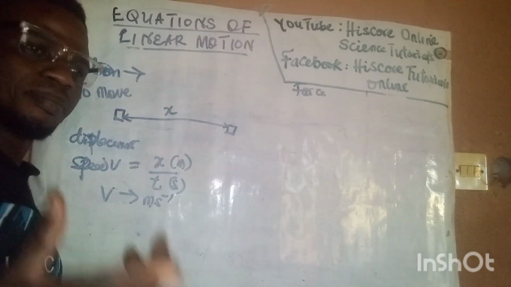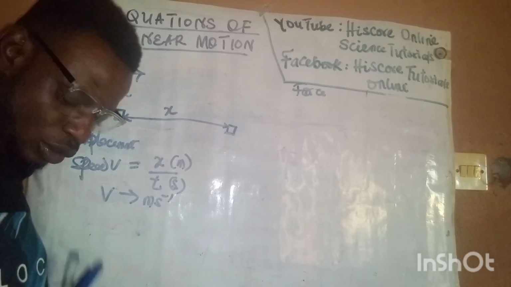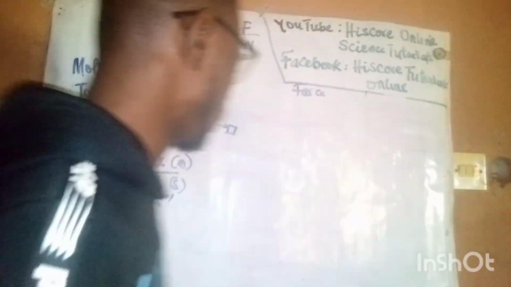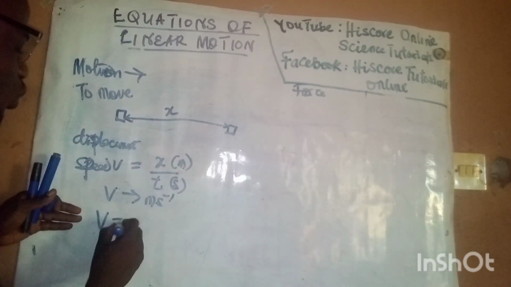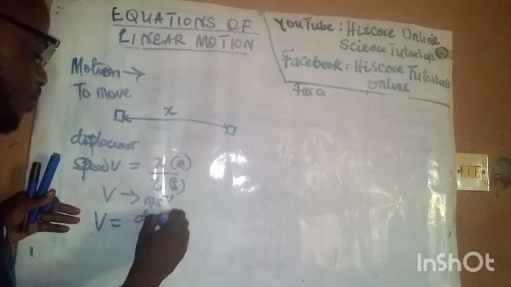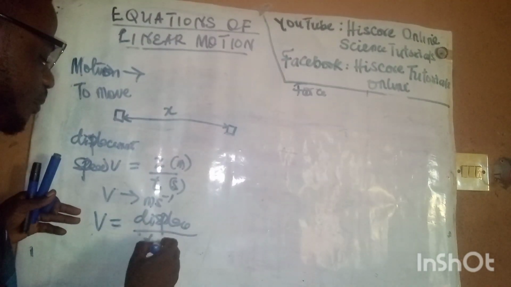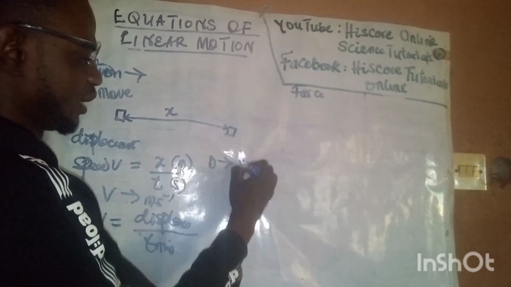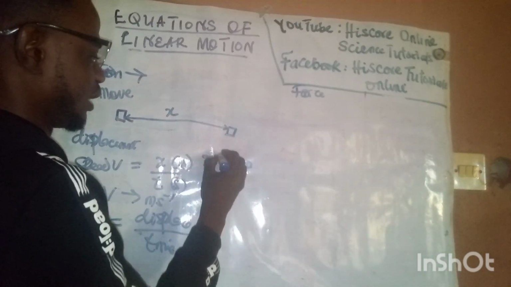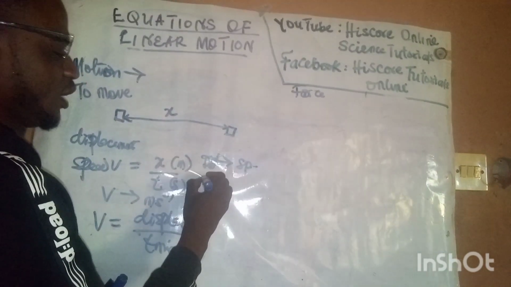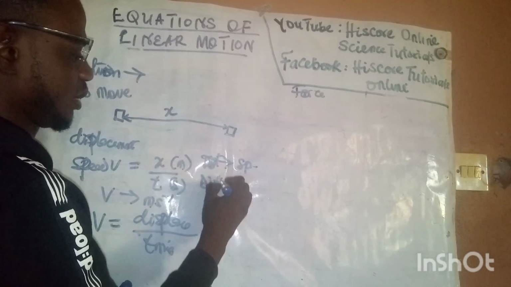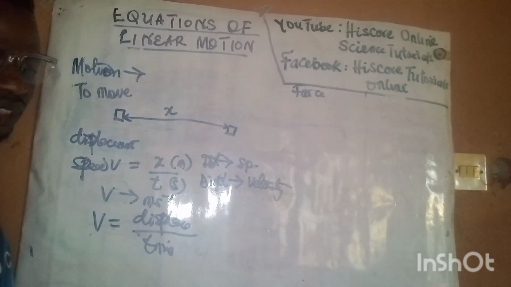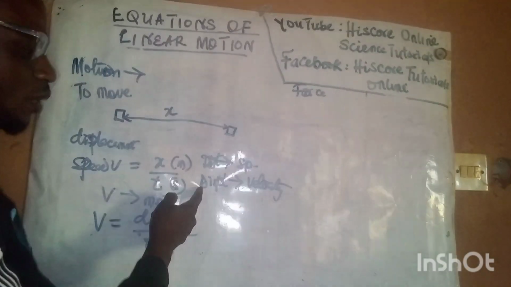Sometimes we are interested in knowing the direction of the speed. So speed specified in a given direction is known as velocity. So velocity is equal to displacement over time. Distance is to speed what displacement is to velocity. Distance, speed, displacement, velocity.